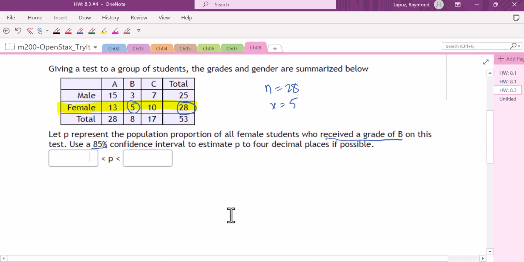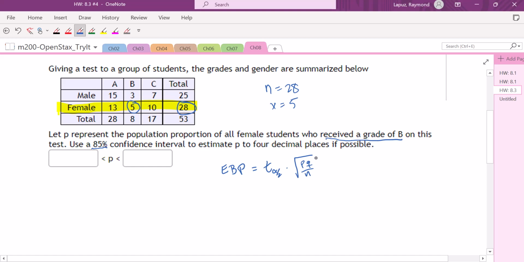That's 100 minus 85. So we're going to say t sub alpha over 2. By the way, we're looking for the error bound for the proportion, the EBP, which is this times the standard deviation of a new distribution that would make this a normal distribution problem. Let me remind you that the formula for that is the square root of PQ divided by N.